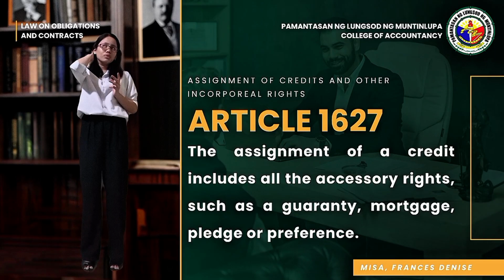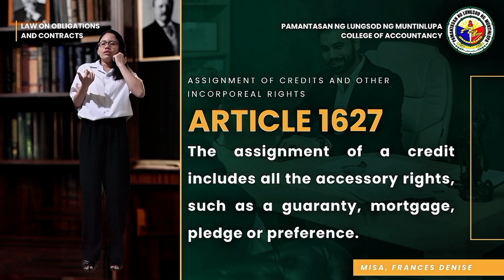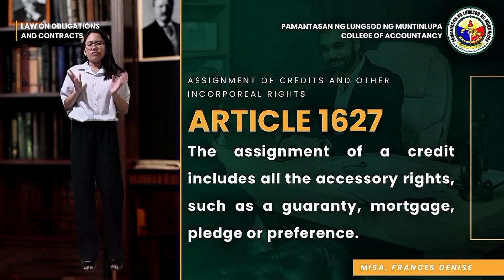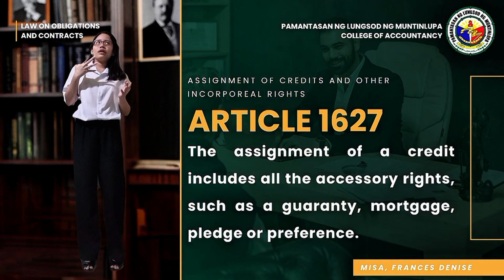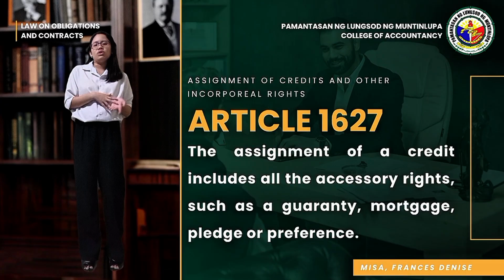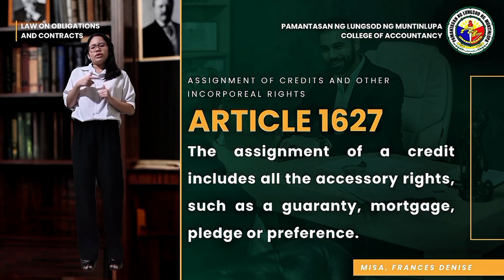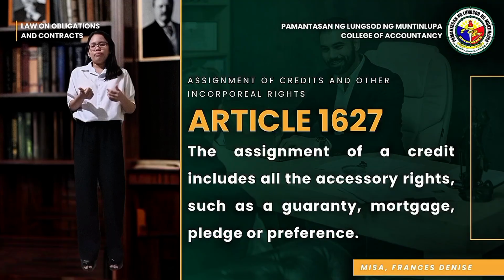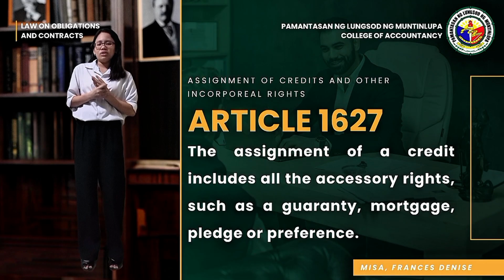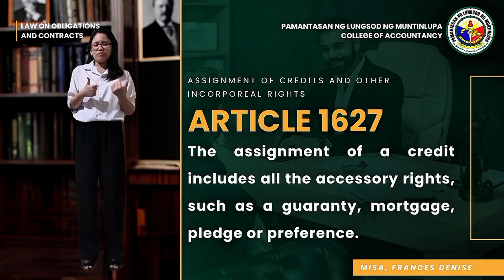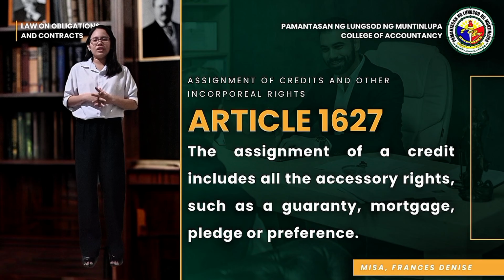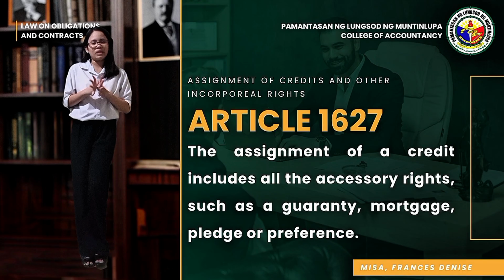This follows the familiar rule that the accessory follows the principal, meaning any accessory rights that are attached to the principal or to the main credit go along with it when the credit is assigned. But the parties involved may also stipulate that the accessory right shall not be included in the assignment. You can specify which rights are transferred and which are not. And that will be all for Articles 1626 and 1627.